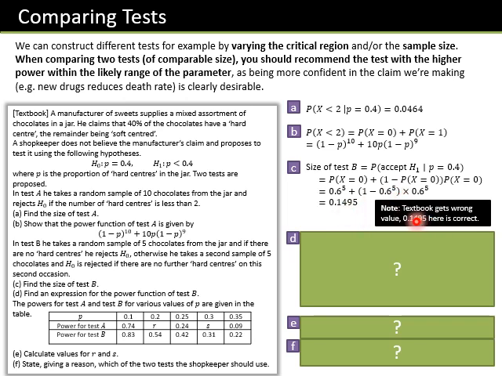The textbook is slightly wrong here. We should get 0.1495. You'll notice this has quite a higher value for the size, the actual significance level.